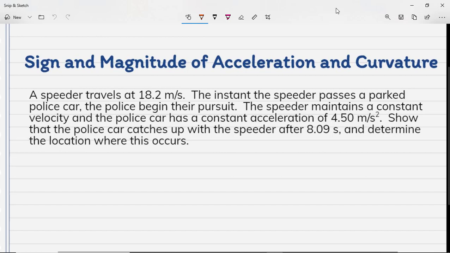So we've got quite a bit of information here that we need to break down. So what I'm going to do is make a nice little chart here and just look at the information we know about the speeder and the police car. The speeder is traveling at 18.2 meters per second. So that's our velocity. The instant the speeder passes a parked car, the police begin their pursuit. So as both things are happening simultaneously, our initial position is 0.